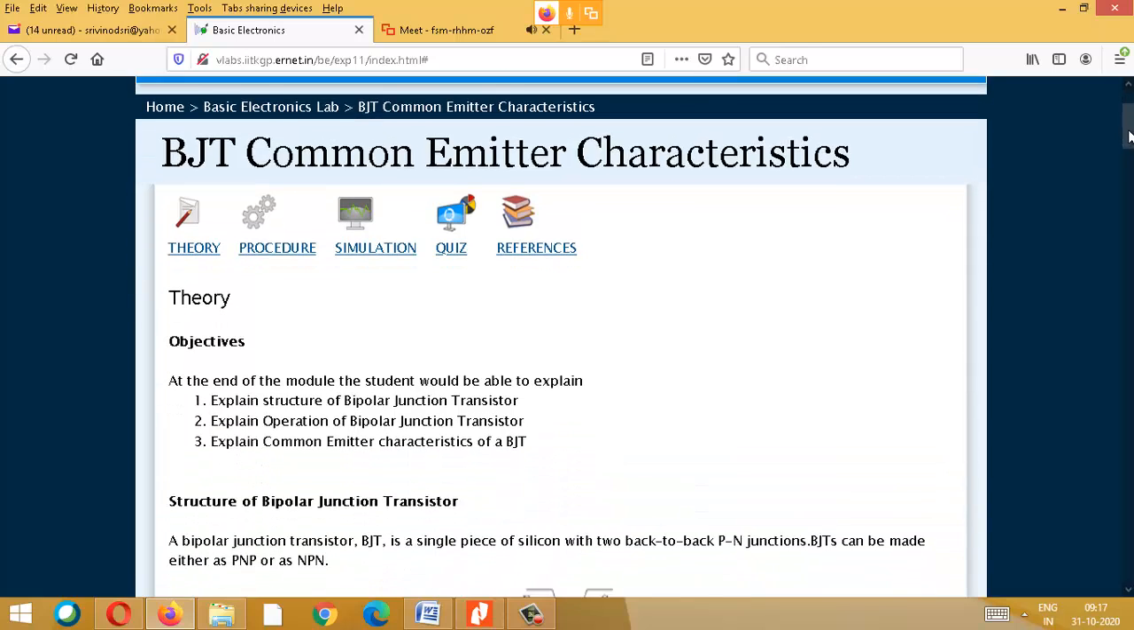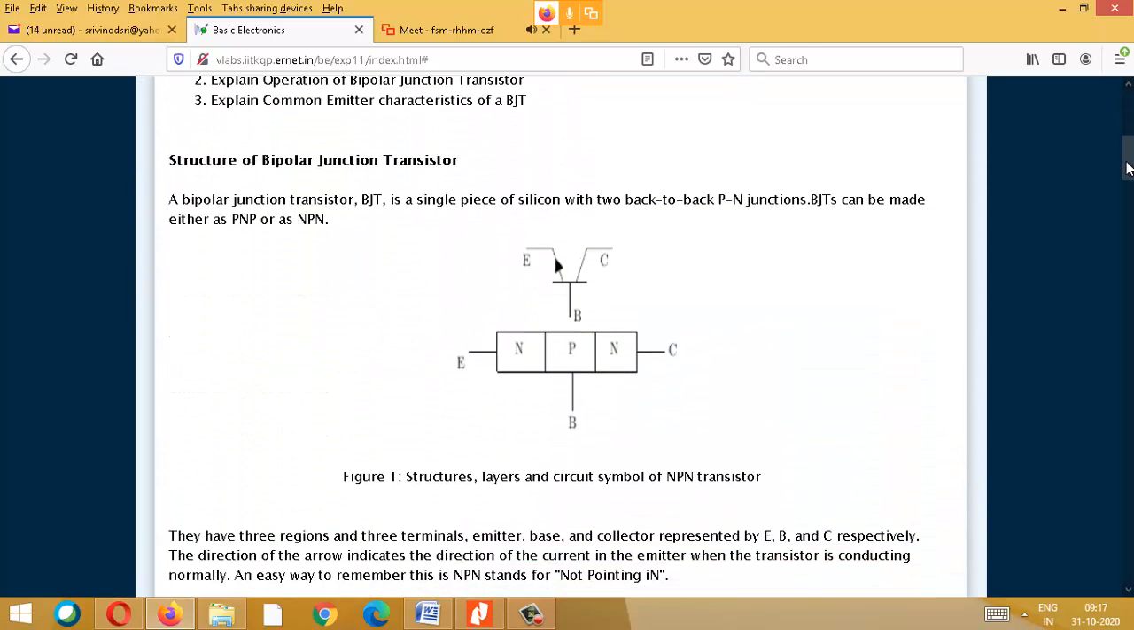So before going into common emitter, let us see what a BJT is. BJT is nothing but two diodes connected back to back, which means, see, when you have N and P, this junction forms a diode, a PN diode. Similarly, this is again P and N, this is a junction, again a diode. So you can see here one N and P, another one is P and N. So it is back to back connected. So when you connect two diodes back to back, we get a transistor.